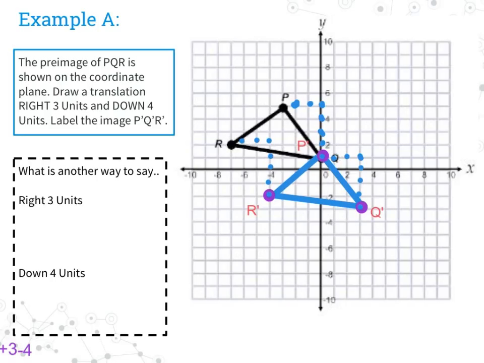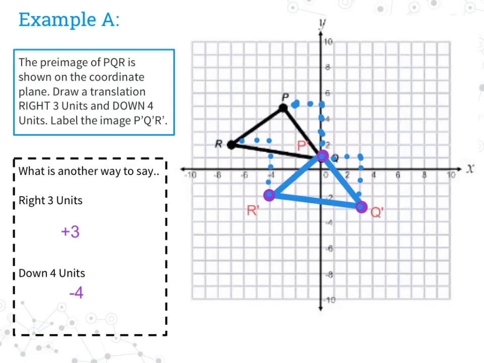Now, the next question says, what's another way to say right 3 units, down 4 units? Well, if I'm looking at my coordinate plane and I'm heading from 0 to the right, I notice that I'm heading towards positive numbers. So I'm gaining or I'm adding as I go to the right. So another way of saying right 3 units is to say plus 3. Now I notice when I'm at 0 and I'm going down, my y coordinates start getting smaller, they start getting negative or larger negative, so I know I'm subtracting as I go down. So my down 4 units, another way to write that is minus 4.